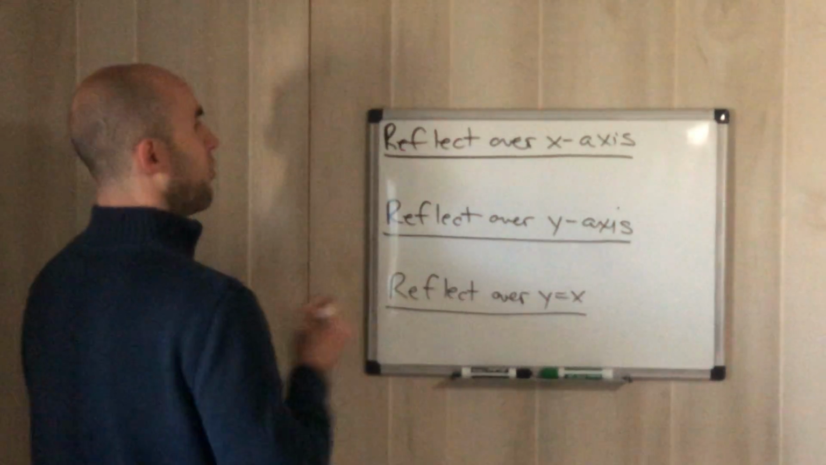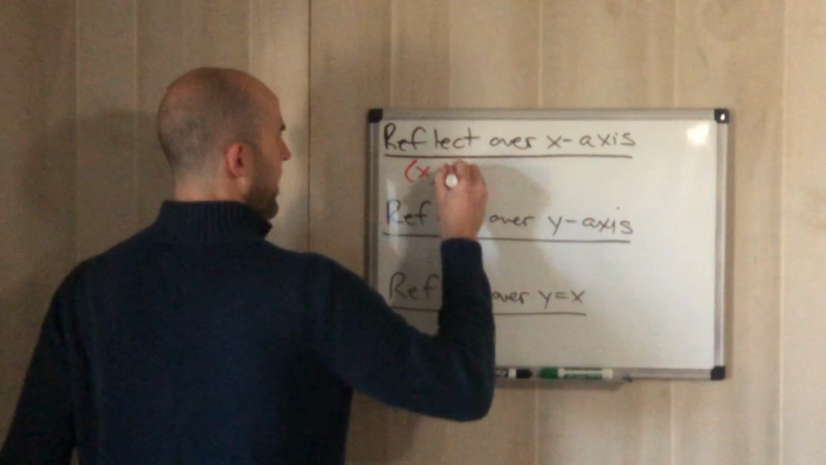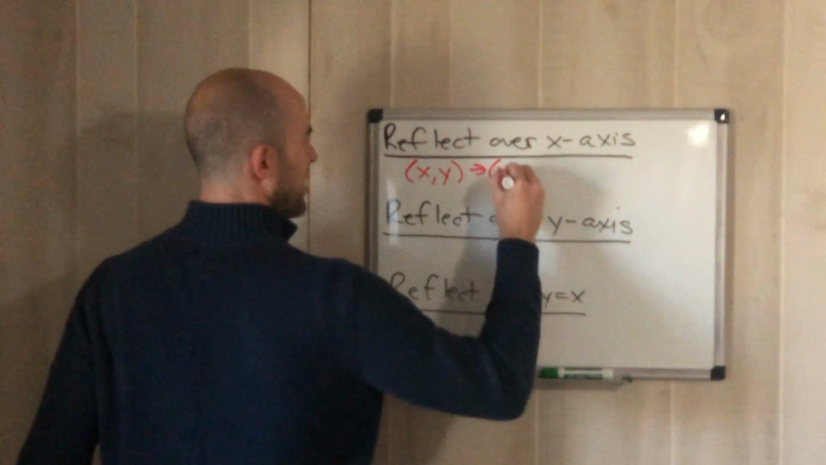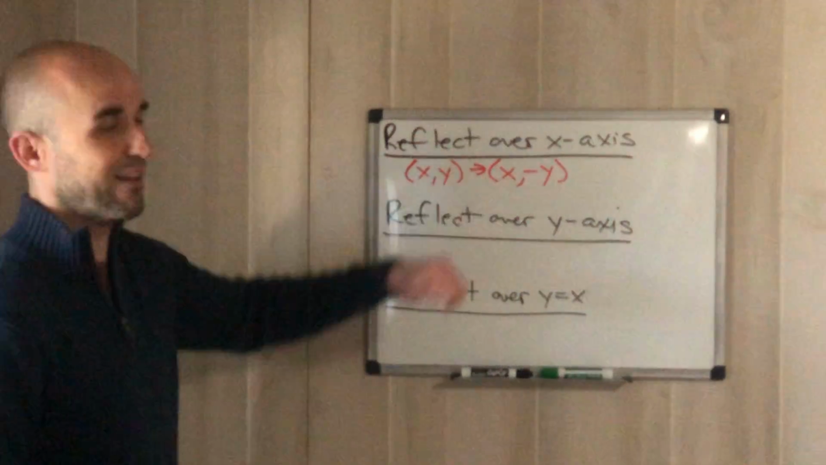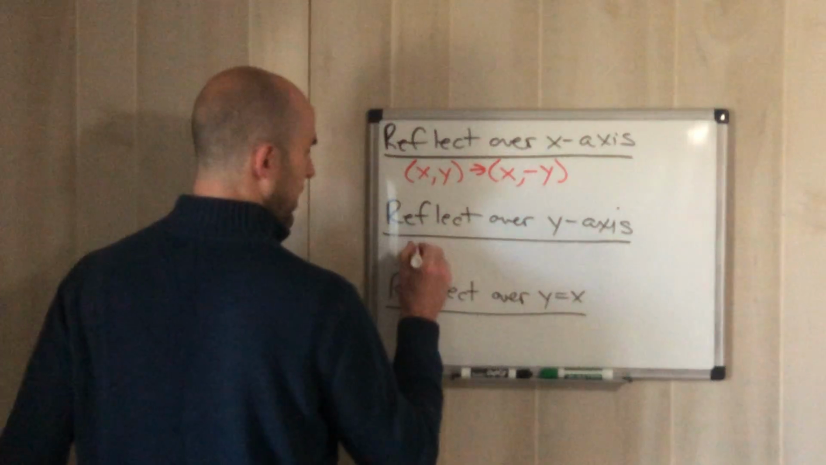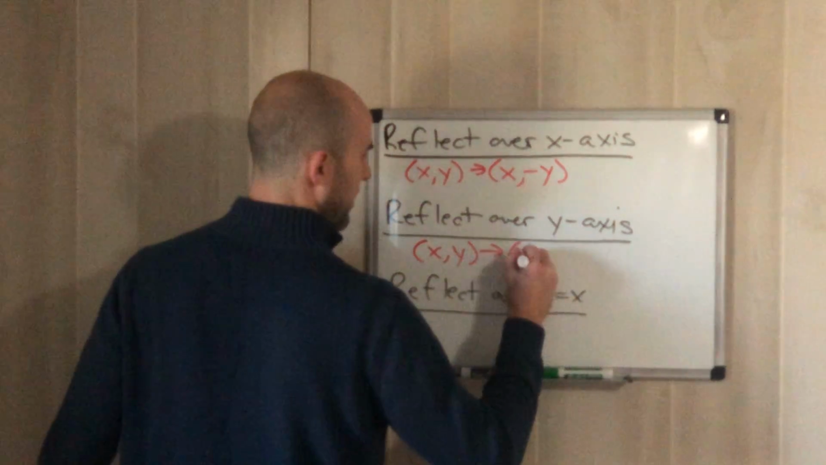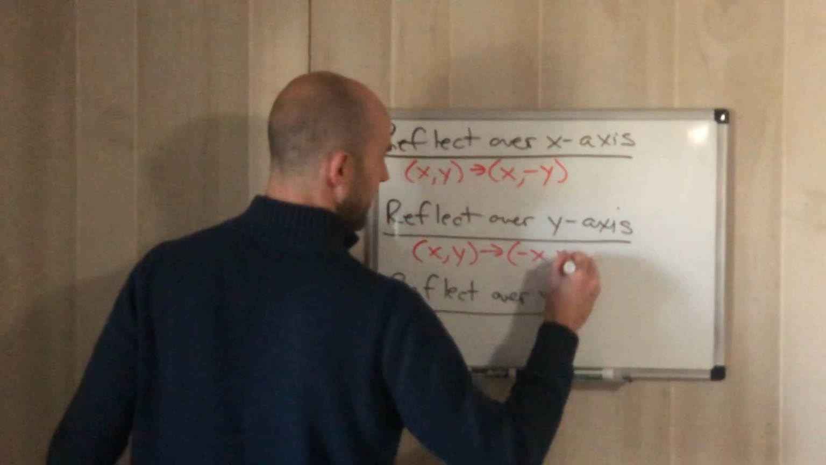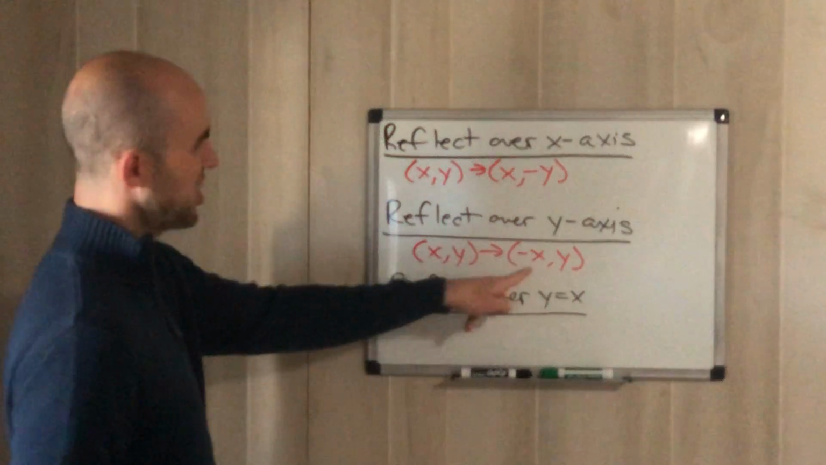It's just remembering them. Whenever you reflect over the x, you always change the y. If the y is positive, it becomes negative. If the y is negative, it becomes positive. When you reflect over the y, you always change the x automatically. Always the opposite. If you reflect over the x, change the y. If you reflect over the y, change the x.